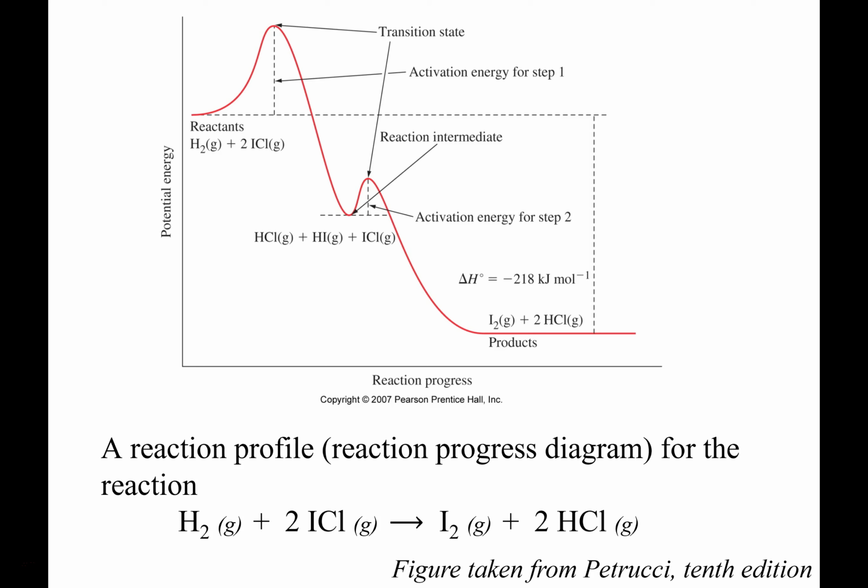Again, it's a similar diagram where you see the 2 elementary steps must be going on behind the scenes. At the top of each energy barrier would be our 2 transition states. And this is our overall enthalpy for the chemical reaction.